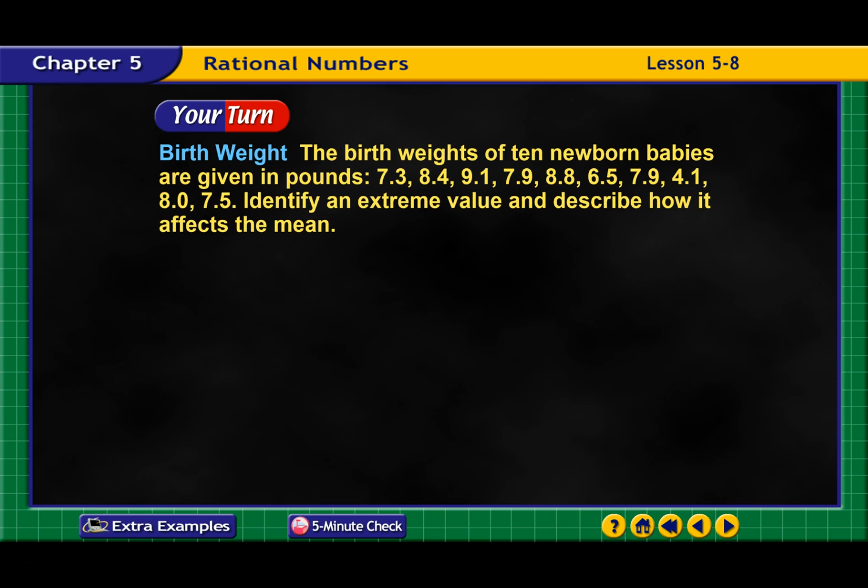All right, do the same thing here. Identify the extreme and describe how it affects the mean. Go.